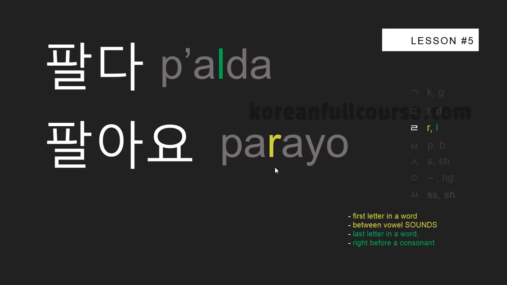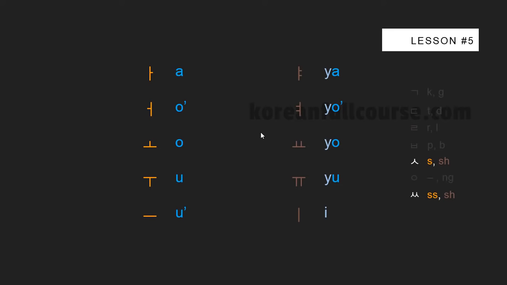The next letters are siot and sangsiot. I have already explained how to read them in the previous lessons, but let me do this again. So these two letters should be pronounced as s or sh, depending on what kind of vowel comes after them. If it's a vowel from the first column, then read them as s. And if it's from the second column, it should be read as sh. Let's take a look at a few examples.